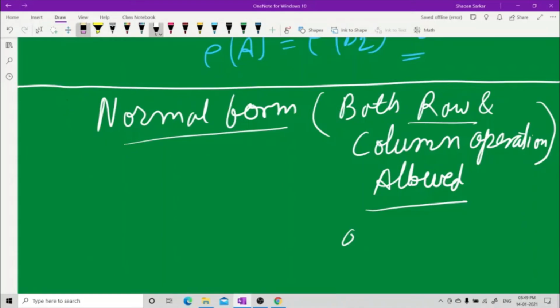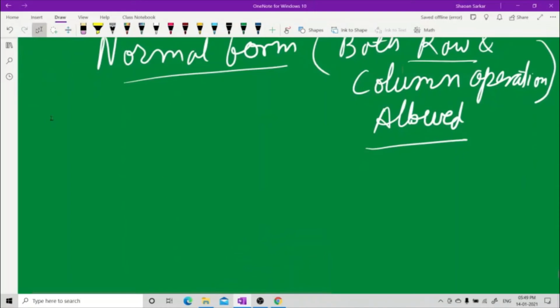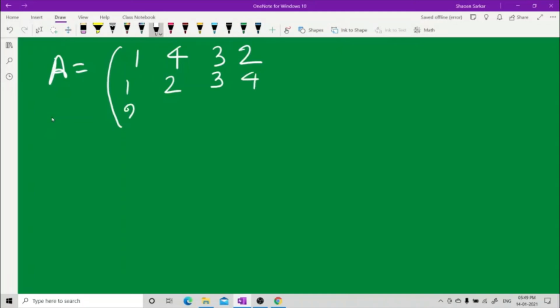Now you see, I'm taking an example. I'm taking one example and you will understand. See here, let A be equal to: the first row is 1 4 3 2, the second row is 1 2 3 3, and the third row is 4 2 6 7 5. Now you can see this is a 3 cross 4 matrix.